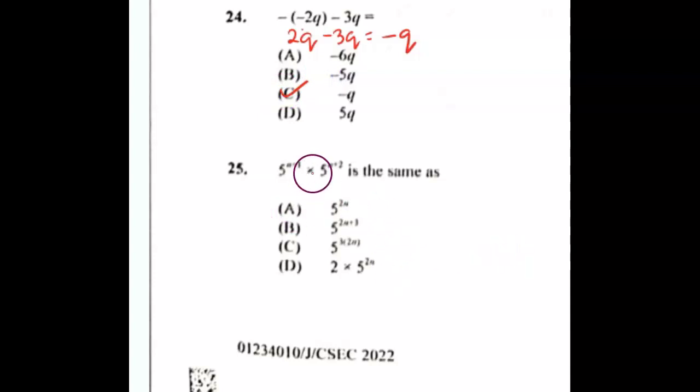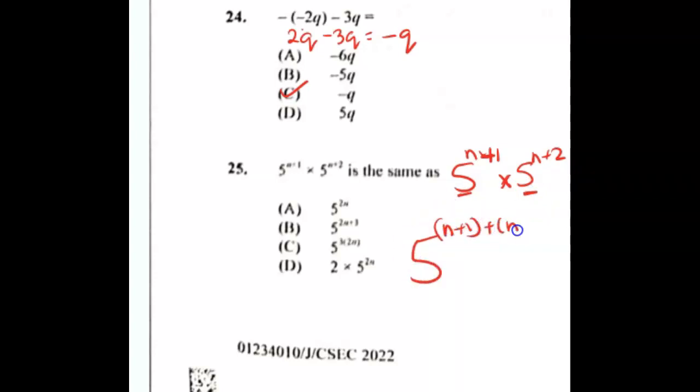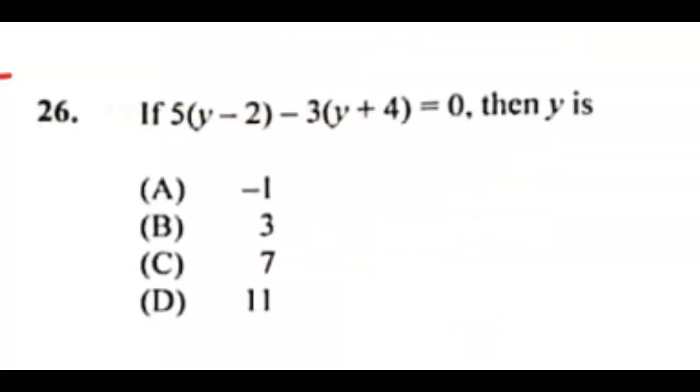And then for number 25, it looks like this says 5 to the n plus 1 multiplied by 5 to the n plus 2. So the rule of indices is when you multiply and you have the same base, here like 5 and 5, I'm just going to add the powers. n plus 1 plus n plus 2, which is really 5 to the 2n plus 3. And this answer looks like the best match. It's just a little blurry, please excuse me for that. But yes, 25B.